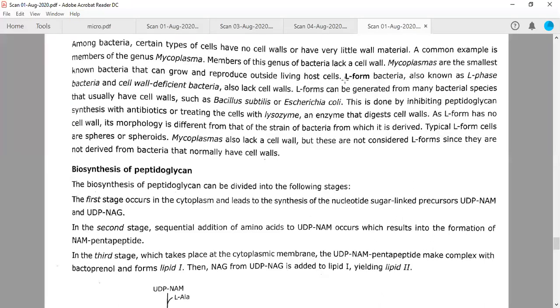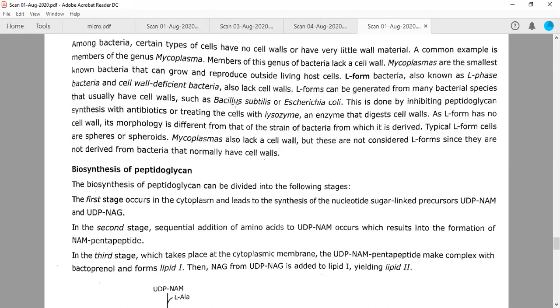Now, the question is, what are L-form bacteria and what are the similarities between mycoplasma and L-form? Mycoplasmas naturally do not have a cell wall, whereas L-form bacteria are synthesized. They are also known as L-phase bacteria, cell wall deficient bacteria, because they lack a cell wall. L-forms can be generated from many bacterial species which usually have a cell wall. As I showed you, if you treat the bacteria with penicillin, they are not able to synthesize the cell wall material and cross-linking will not take place between the chains of peptidoglycan. So ultimately they do not have a cell wall, therefore they are called L-form bacteria.